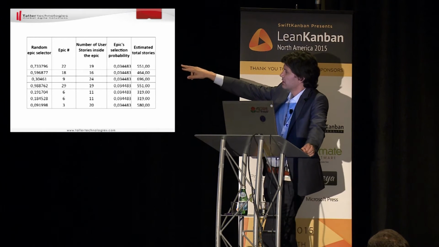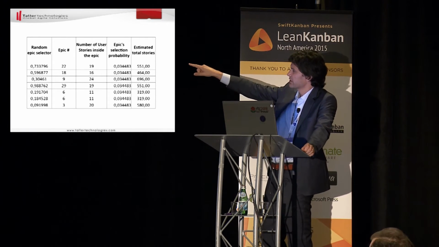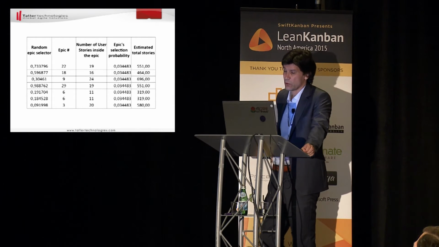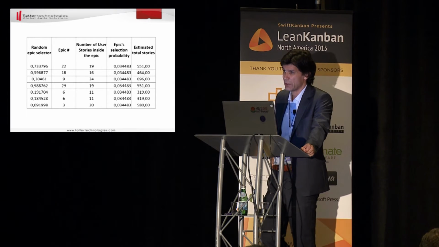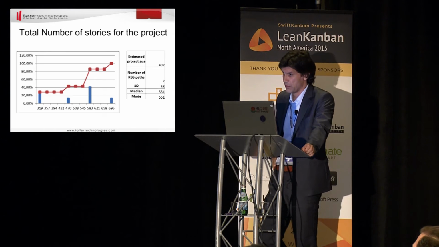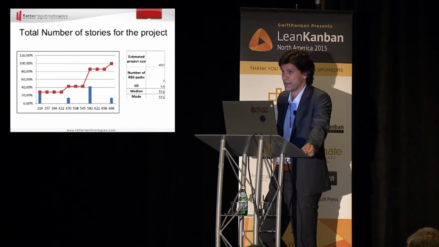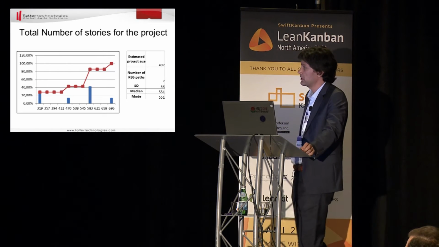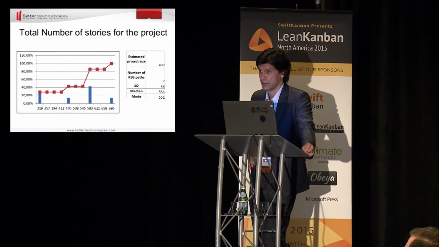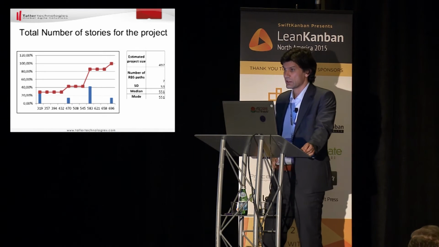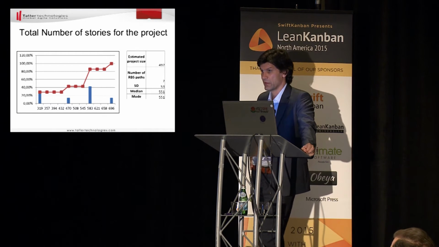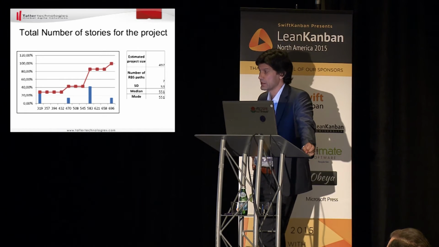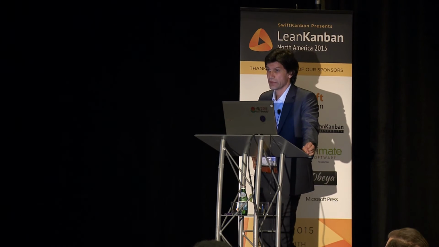It's like in the table where it says estimated project size. So the estimated project size with only 7 samples is 497 user stories. The historical, the actuals, it was 529. So it's not precise, but with only 7 epics analyzed, we ended up very close to the real thing, right?